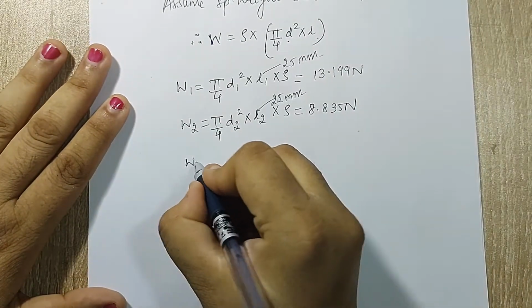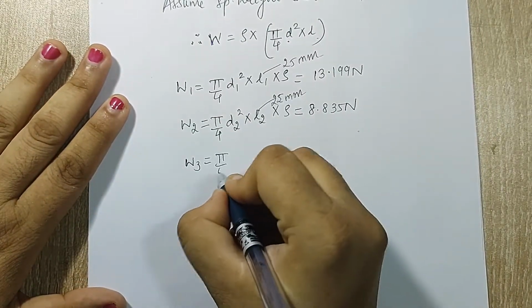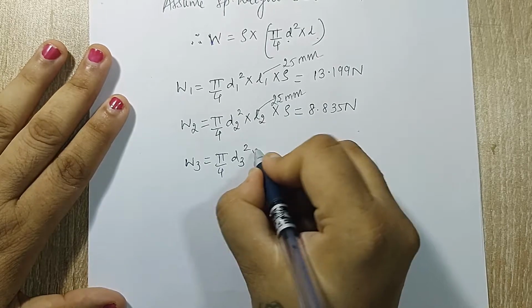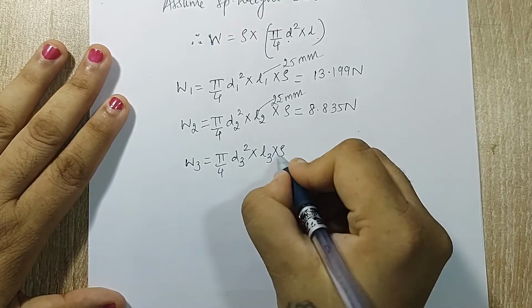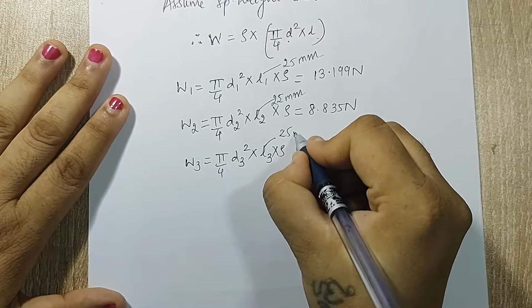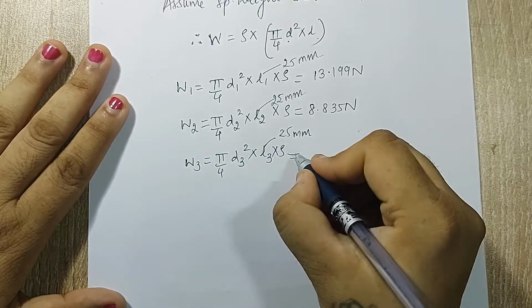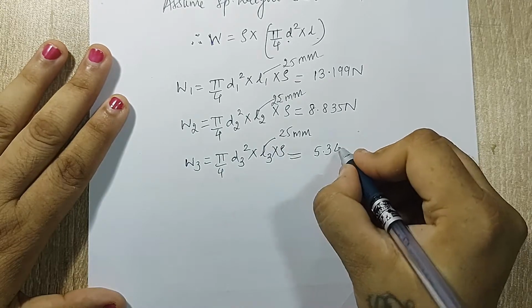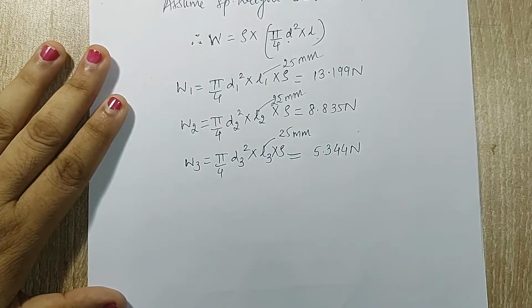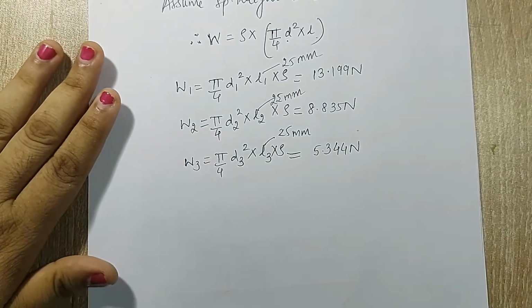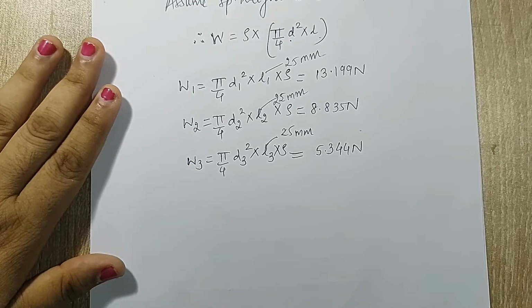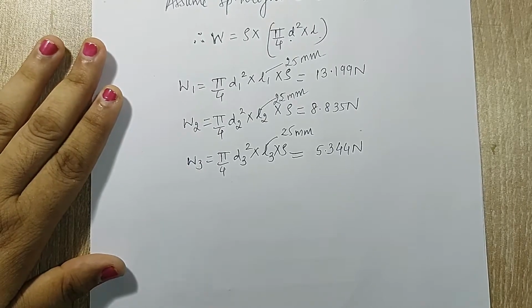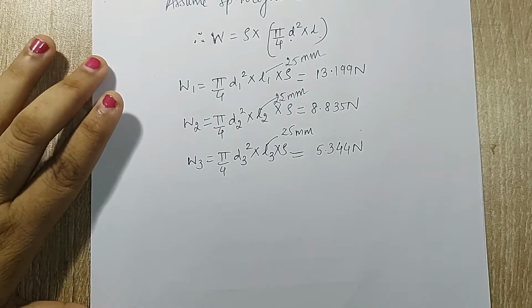Next, I'll go for calculation of W3, which will be pi by 4 d3 square into L3 into rho. L3 is also 25 mm. Just make note of these while calculating, and I got the answer as 5.344 Newton. So these are the values of weight of each element. Now how I'm supposed to use them, I'll tell you as and when I solve the numerical.